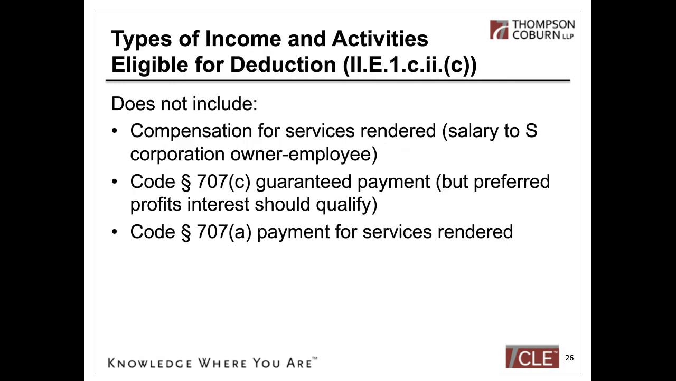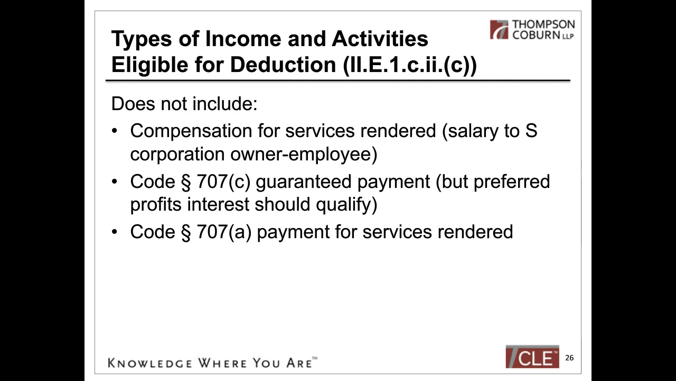So the statute and the proposed regulations said that if you have compensation for services rendered, such as salary to an S-Corp owner employee, that salary itself is not going to be qualified business income. Now, it can count toward your wage limitations, and that's fine, but the W-2 income itself is not going to be QBI.